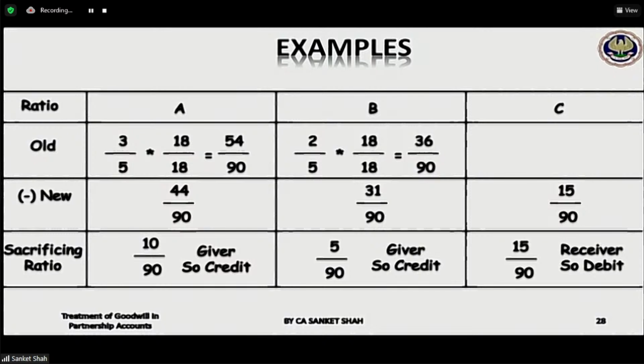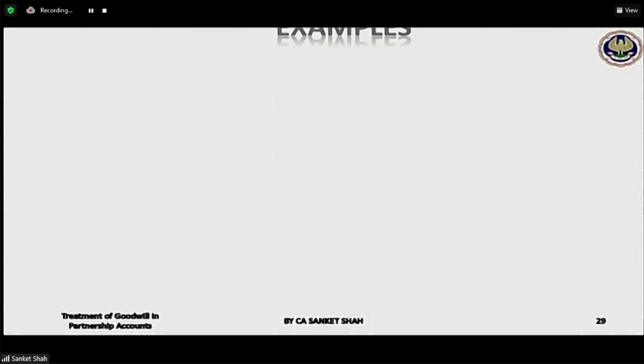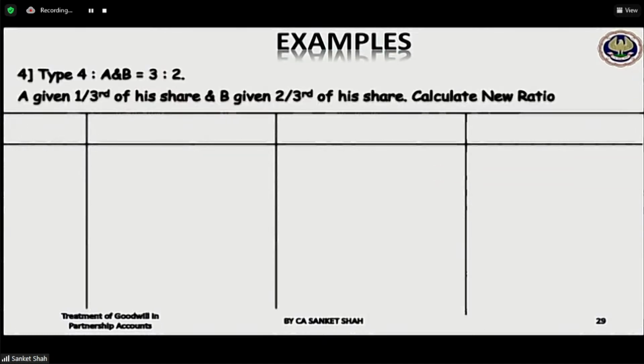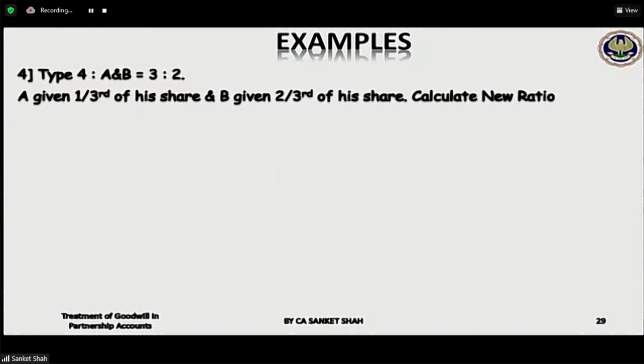Last question. Type 4, 3:2. A has given 1/3 of his share and B has given 2/3 of his share. Calculate the new ratio.